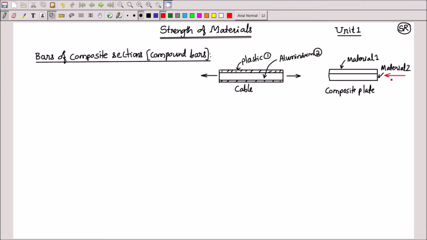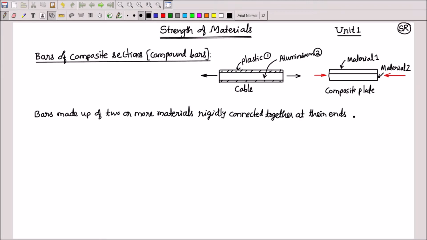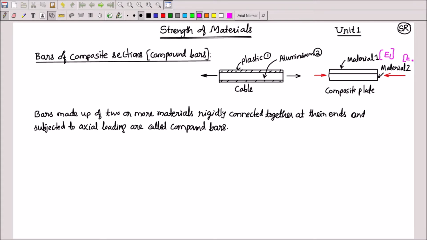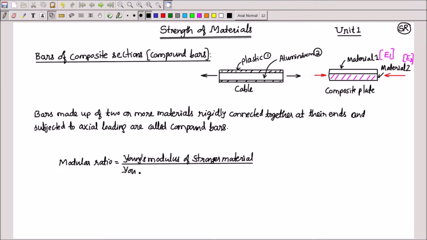Similarly, in this case, this is material 1 and this is material 2. This may be subjected to axial compression. Such members are called composite bars, also called compound bars. A structural member composed of two or more elements of different materials rigidly connected together, subjected to axial loading, is termed a compound bar. When there are two materials, obviously there will be two Young's moduli. Let us say material 1 has Young's modulus E1 and material 2 has E2. Then there is the modular ratio, which is the ratio of Young's modulus of the stronger material to Young's modulus of the weaker material.